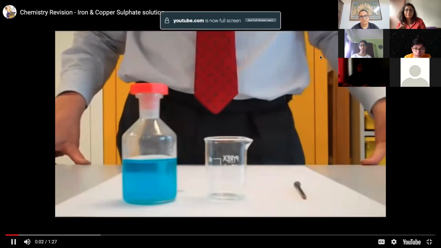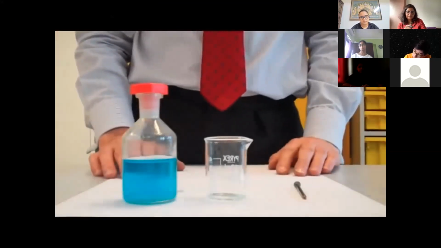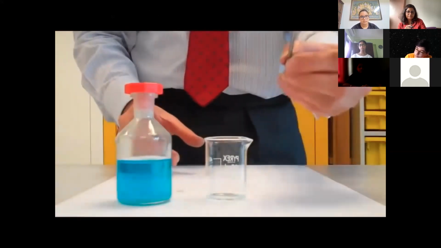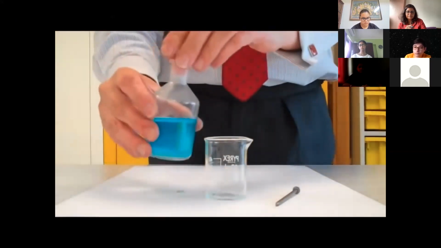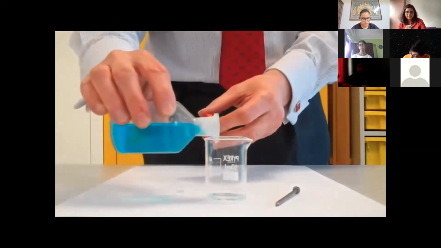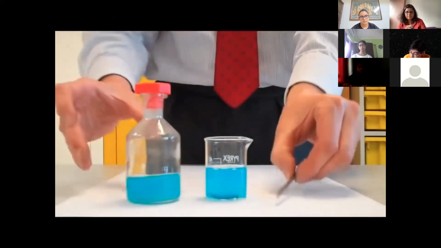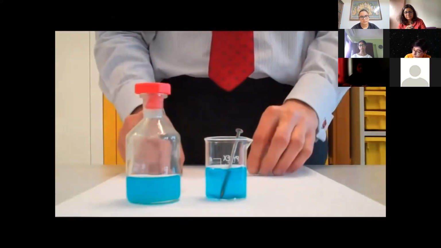One of the most common errors to occur in common entrance chemistry is in describing the reaction between copper sulfate solution and iron, in this case in the form of a nail. If I place a small amount of copper sulfate solution into this beaker and place the iron nail into the solution for a few seconds, a reaction takes place.